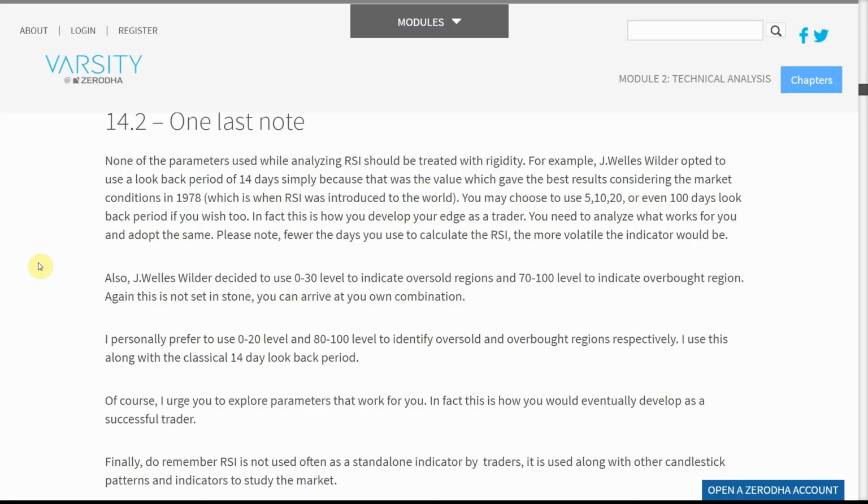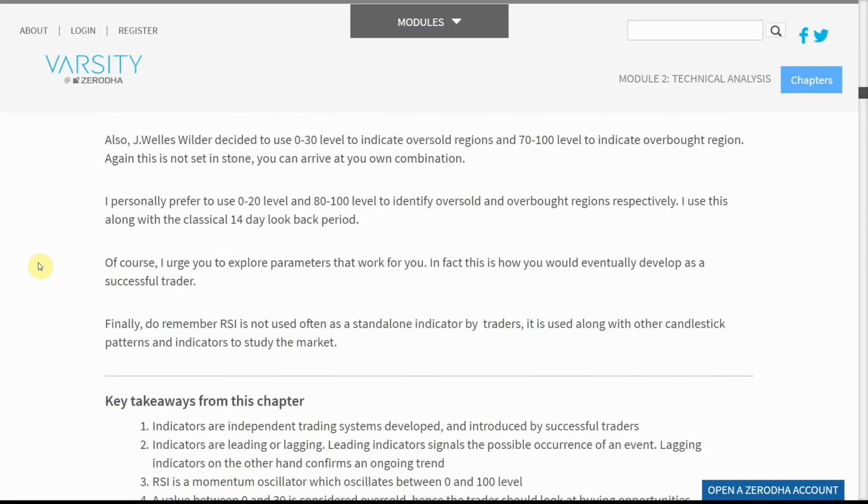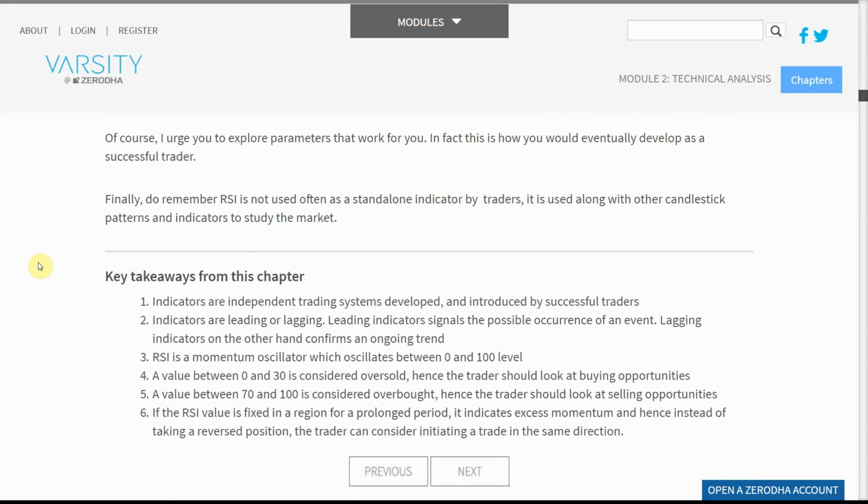I personally prefer to use 0 to 20 level and 80 to 100 level to identify oversold and overbought regions respectively. I use this along with the classical 14-day look-back period. Of course, I urge you to explore parameters that work for you. In fact, this is how you would eventually develop as a successful trader. Finally, do remember RSI is not often used as a standalone indicator by traders. It is used along with other candlestick patterns and indicators to study the market.